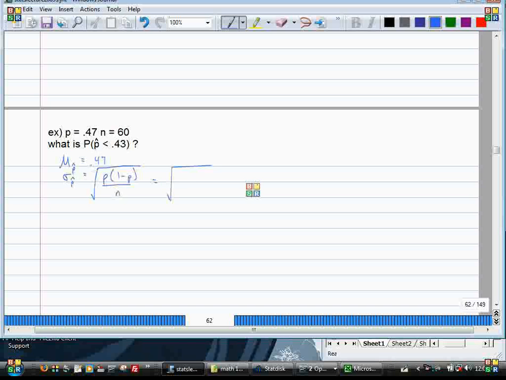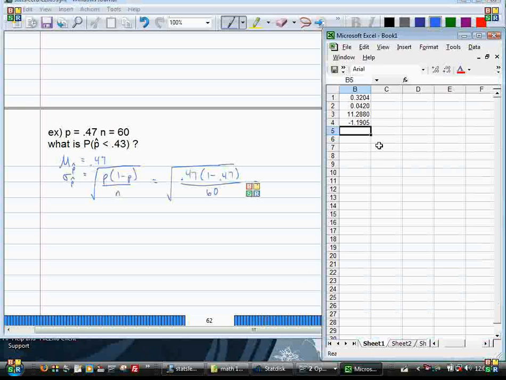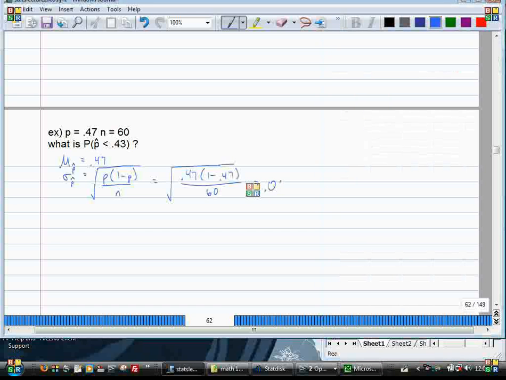So that works out to 0.47 times 1 minus 0.47 over, what's n? It says right there it's 60. Okay. So I'm going to work this out. Square root of 0.47 times 0.53 divided by 60. That's 0.0644.